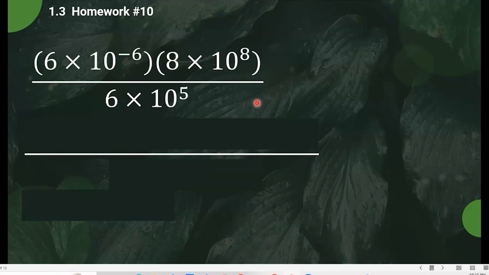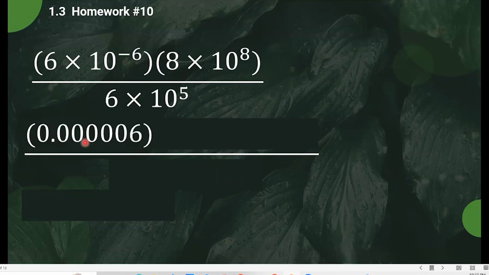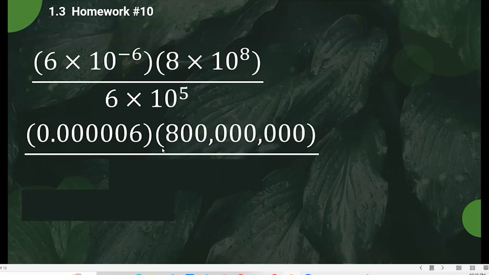On this one, remember we're first going to take each individual one, put them into fixed point notation, and then use our calculator. So 6 times 10 to the negative 6th. This is negative 6, that means it's a small number. So it's like 5 zeros and then a 6. So 1, 2, 3, 4, 5 zeros and then a 6. And then you're going to have 8 with 8 zeros. Big number. 8 with 8 zeros. And then in your denominator, you're going to have 6 with 5 zeros.